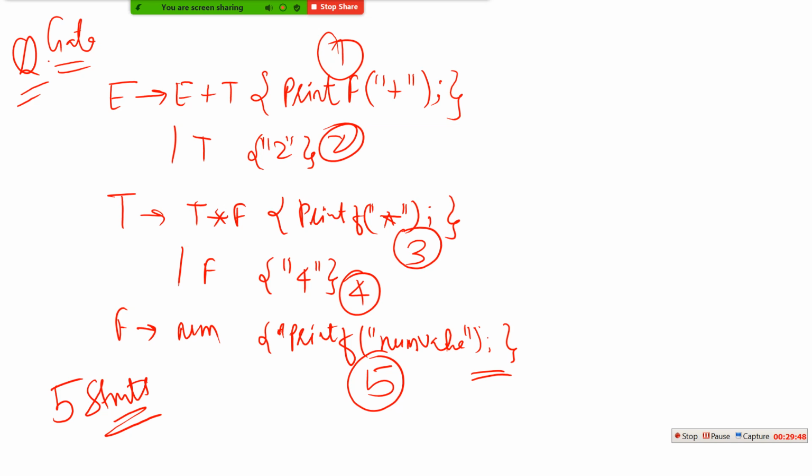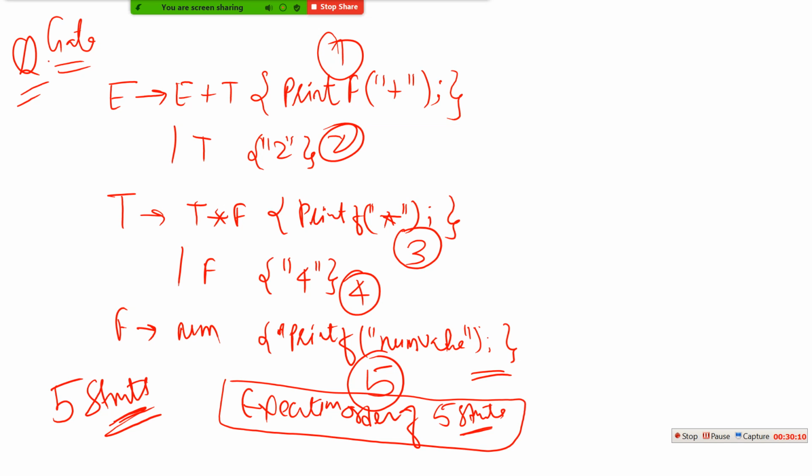Okay, so guys, we have five statements in that, and my question in front of you is: what is the execution order of these five statements according to the semantic tree? Please answer me. What is the execution order of these statements?